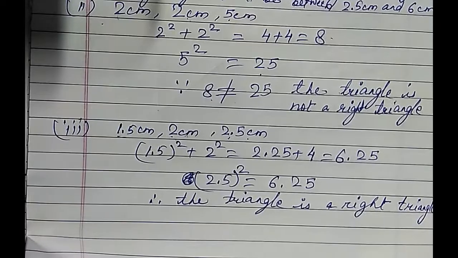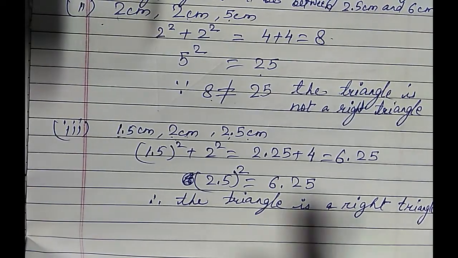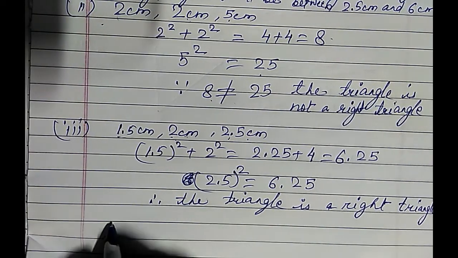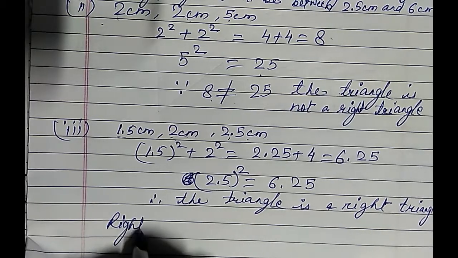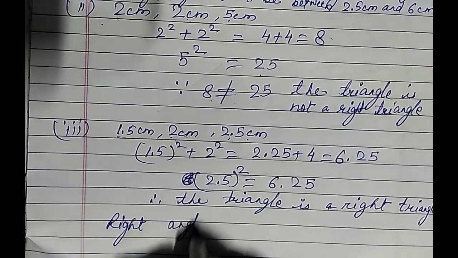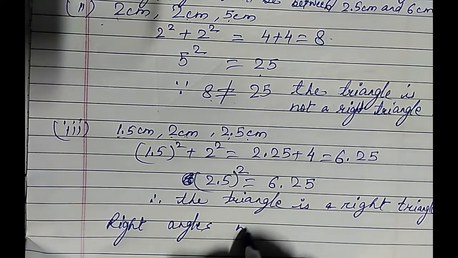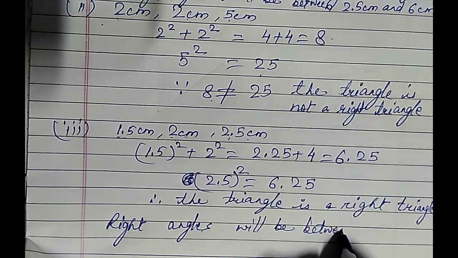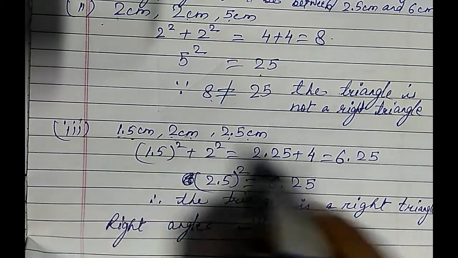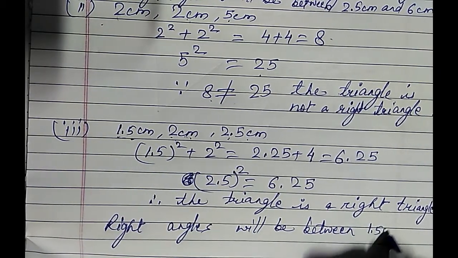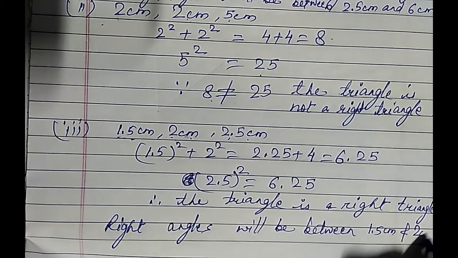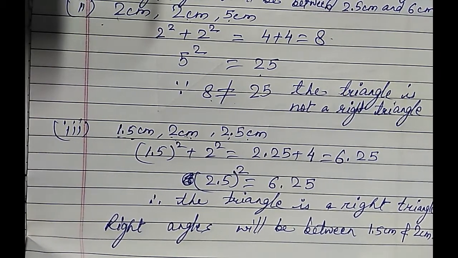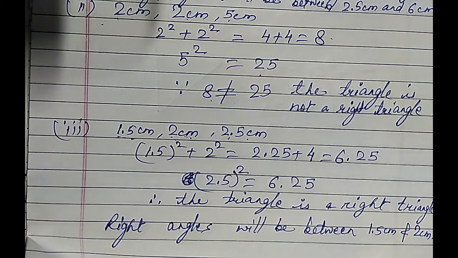Similarly, for the third question, since it is also a right triangle, तो कहाँ right angle होगा? Right angle will be between the legs, between which two sides? छोटे दोनों sides. 1.5 centimeter and 2 centimeter. I hope this is understood to all. Let me go to question number 5.